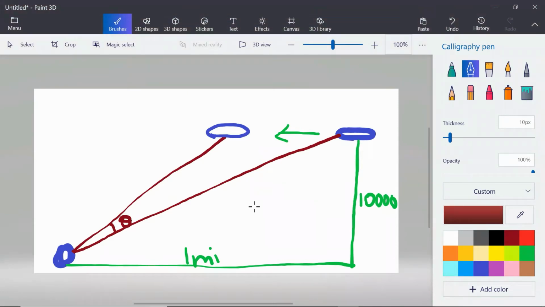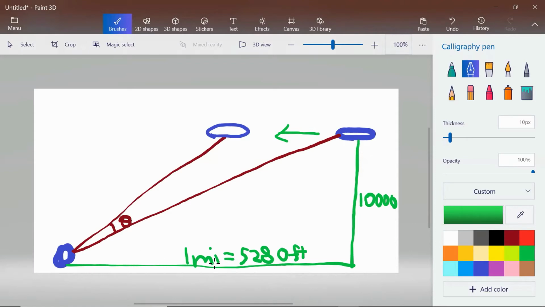So the first thing we're going to do is convert miles into feet. We want everything to be in the same units. And if you don't know this, 1 mile is 5,280 feet. I don't expect you to have that memorized. So 5,280 feet is the distance of 1 mile.